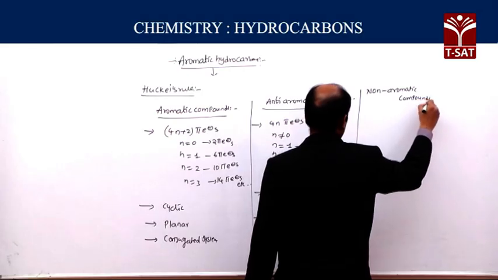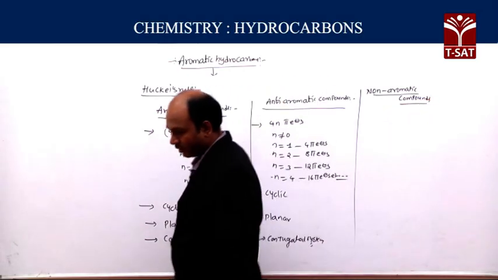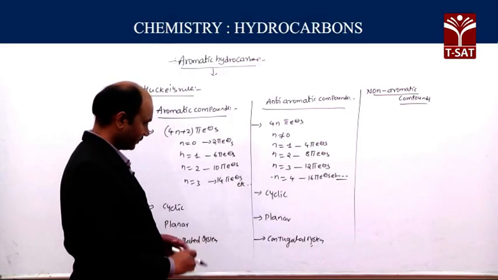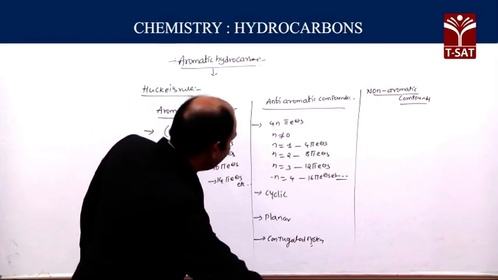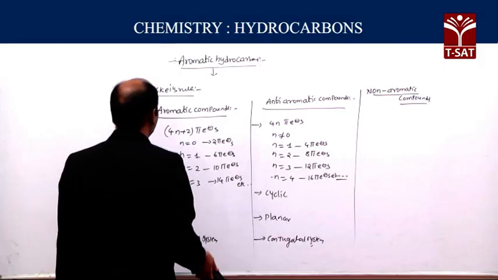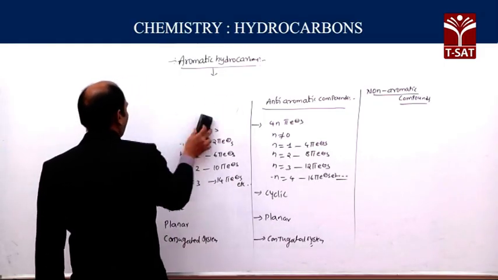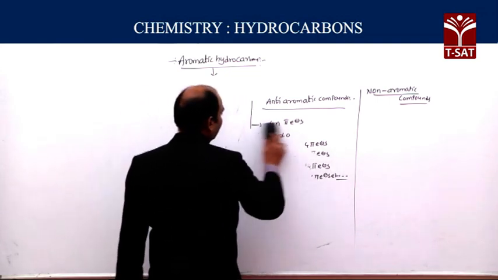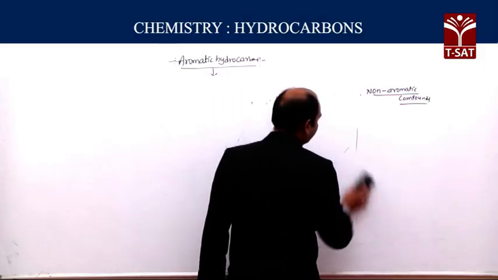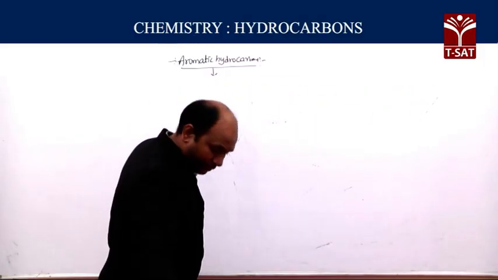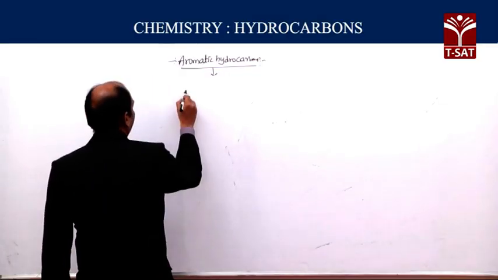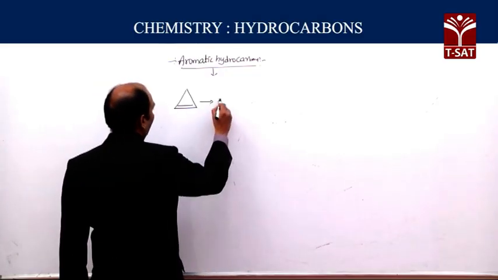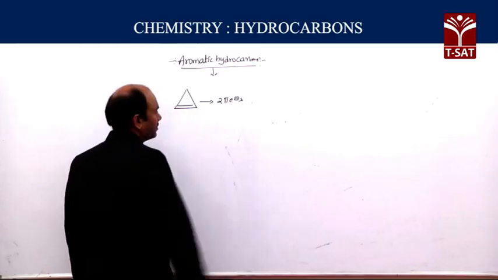Which compounds are non-aromatic compounds? Those compounds which do not obey Huckel's aromatic and anti-aromatic rules are called non-aromatic compounds. Let us discuss some examples of which compounds are aromatic, which are anti-aromatic and which are non-aromatic. Let us apply all the rules on examples. First, take cyclopropene. In this cyclopropene, how many pi electrons? 2 pi electrons are present.